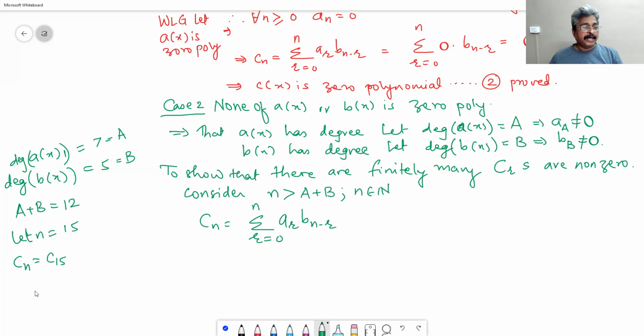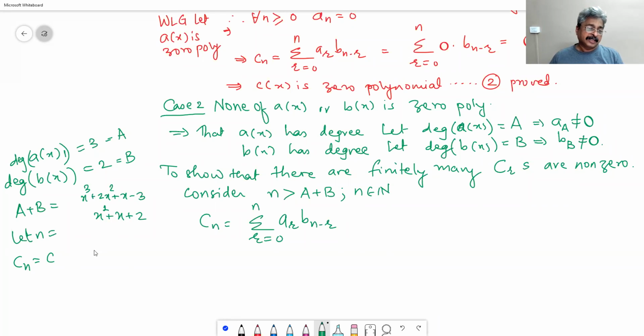Do you want me to take an example here? Let us take an example of smaller terms. Maybe we make it a little smaller. Okay, let capital A be 3 and capital B be 2. Example: x cube plus 2x square plus x minus 3, that is A of x. B of x is x square plus x plus 2.